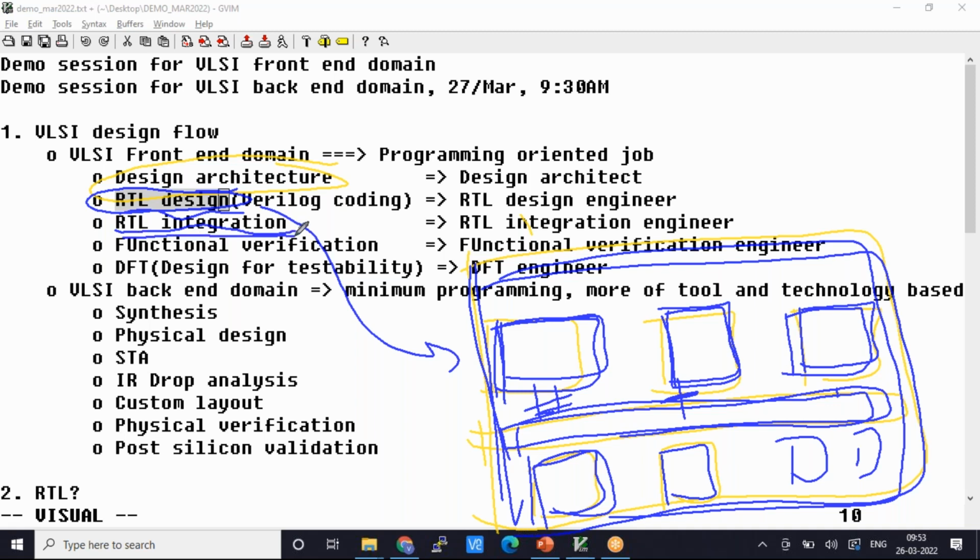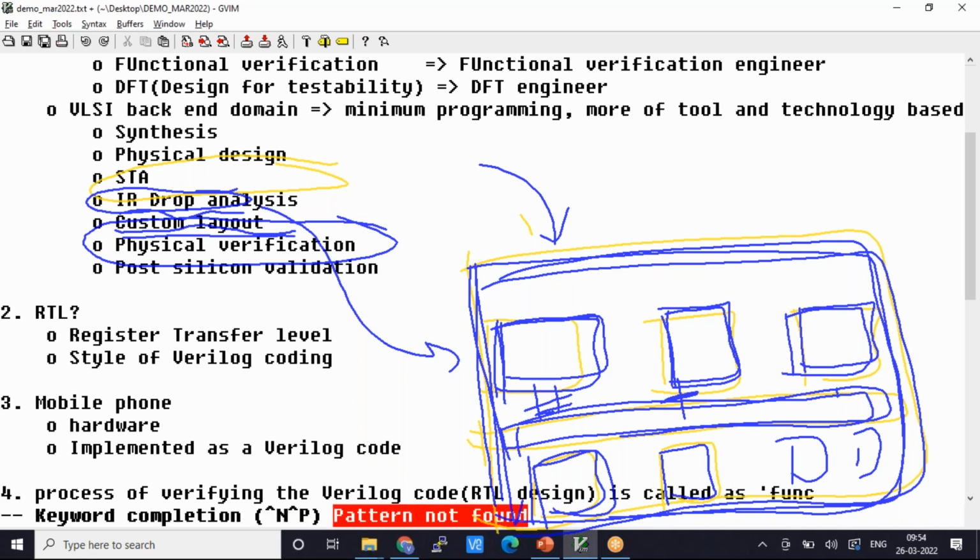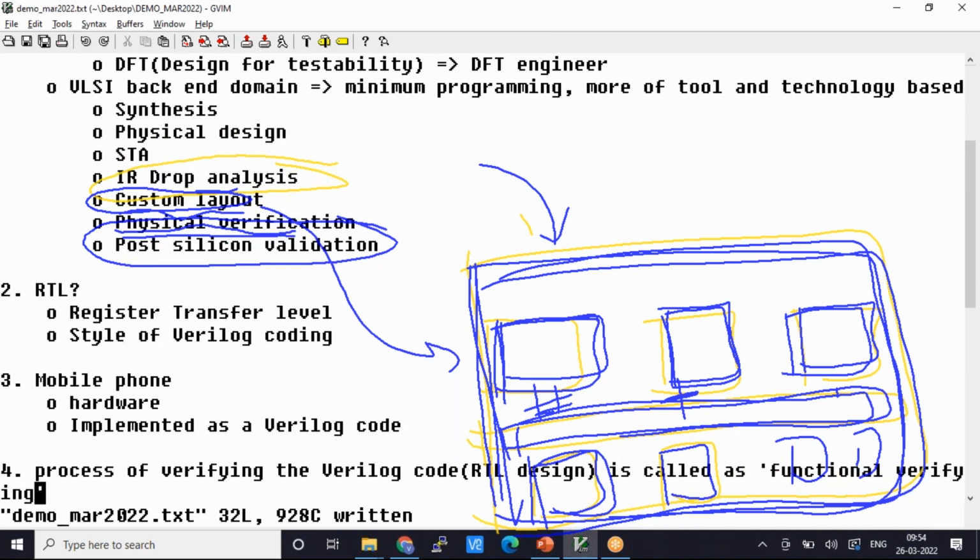Once integration is done, once you have this block, we can't directly manufacture this block. We need to confirm whether this is working properly or not. Whatever we have developed, is it working properly or not? That process is called functional verification. So the process of verifying the Verilog code, also called the RTL design, is called functional verification. Basically, in functional verification, we are checking whether the code is working as per the design requirements or not.